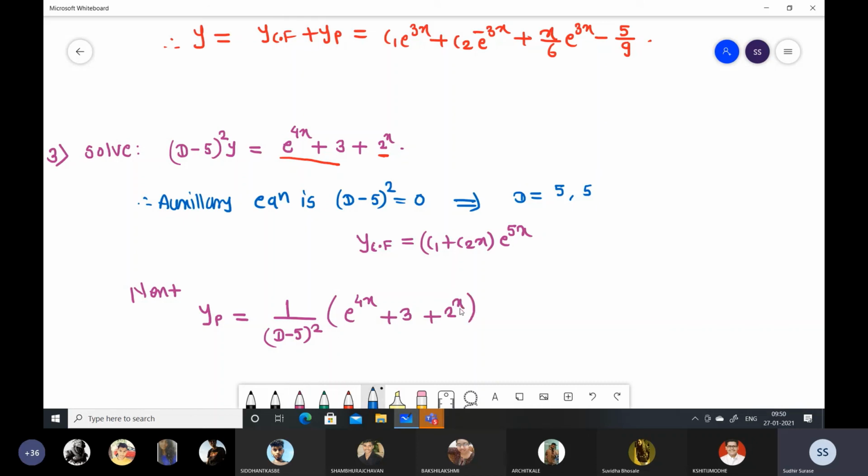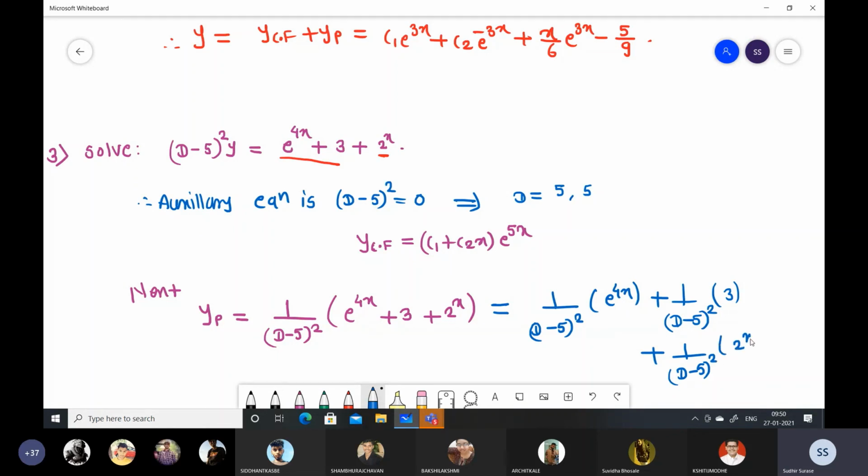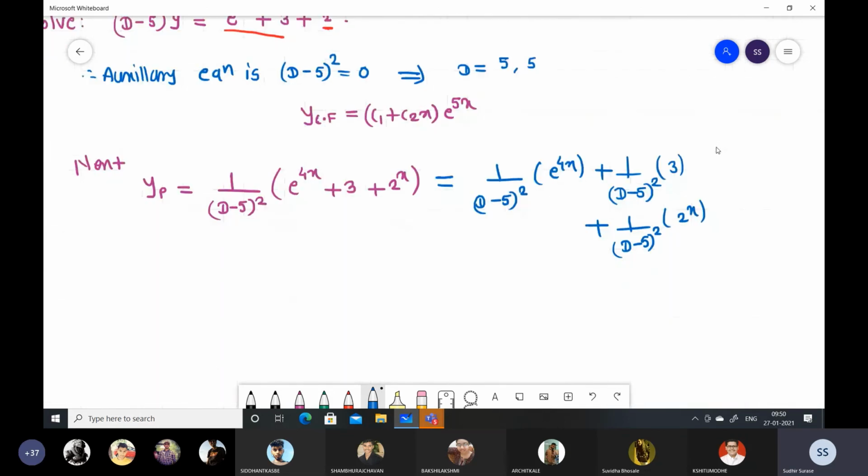Fine. Separate it, which means you can distribute. D minus 5 whole square on the first term, plus D minus 5 whole square on the second term, and plus 1 upon D minus 5 whole square on the third term. We don't have a problem with the first two terms. We can write directly, replacing the value of D by the respective values. You can see here we can replace D by 4.